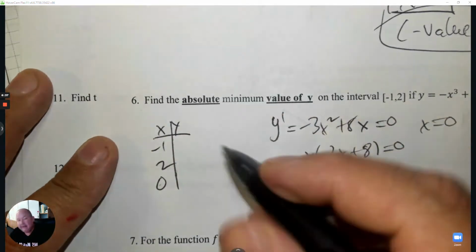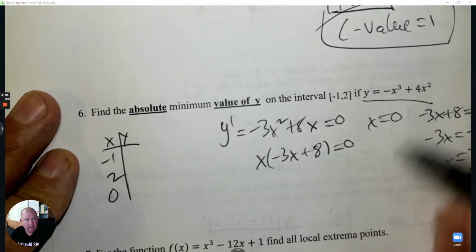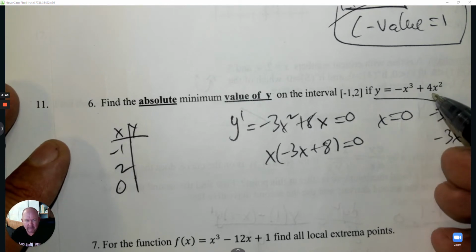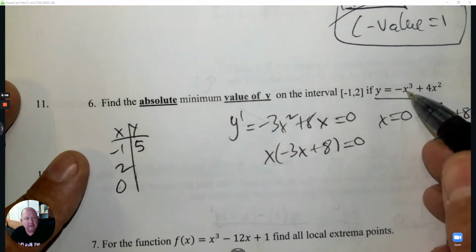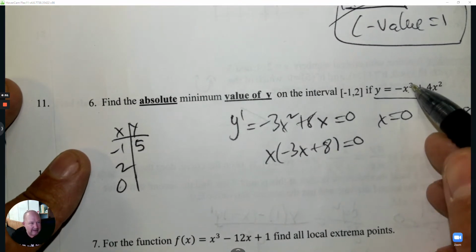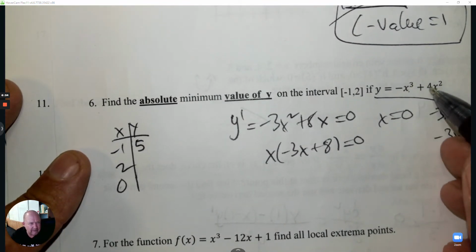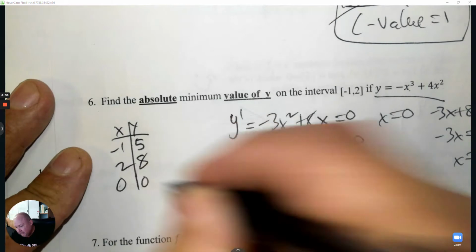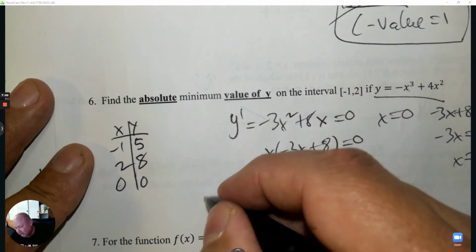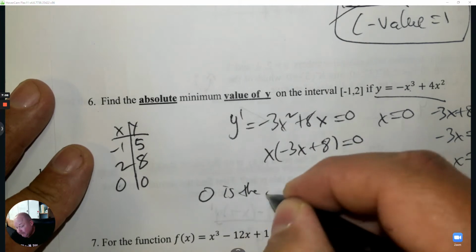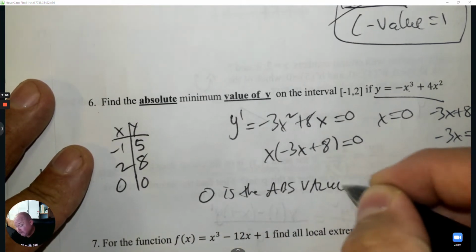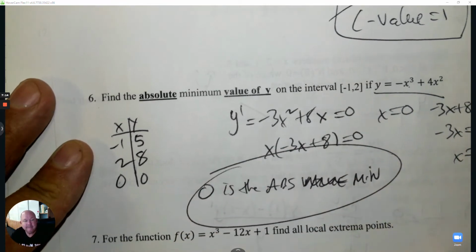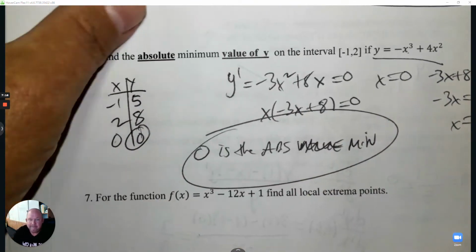That would be used. And then you find the y value by plugging into what y equals. So if I plug in -1, that's a negative times a negative. So that's +1 plus 4, that's 5. Plug 2 in here. 2 cubed is 8, so it's -8. 2 squared is 4, that's 16. So it's -8 plus 16. And then if I plug in 0, I get 0. So what is the absolute minimum? And the answer is 0, because it's the smallest y value in the interval. Absolute minimum. So this is my answer.